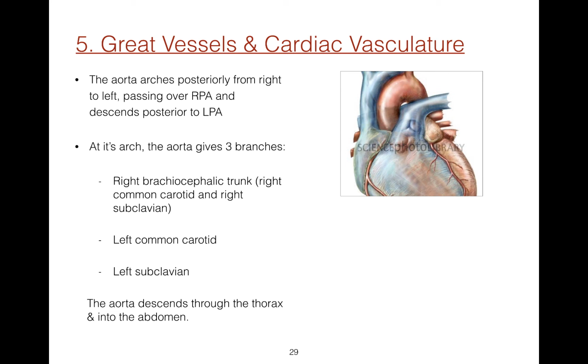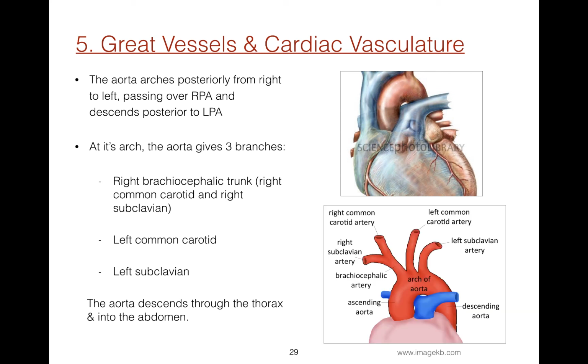The aorta has an arch, and it arches posteriorly from the right to left, passing over the right pulmonary artery, and then descends posterior to the left pulmonary artery. At its arch, the aorta gives 3 branches. The right brachiocephalic trunk, which then branches into the right common carotid and right subclavian, the left common carotid, the left subclavian. The aorta descends then through the thorax and into the abdomen.